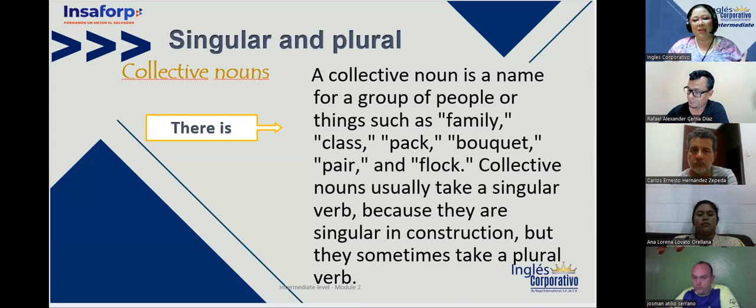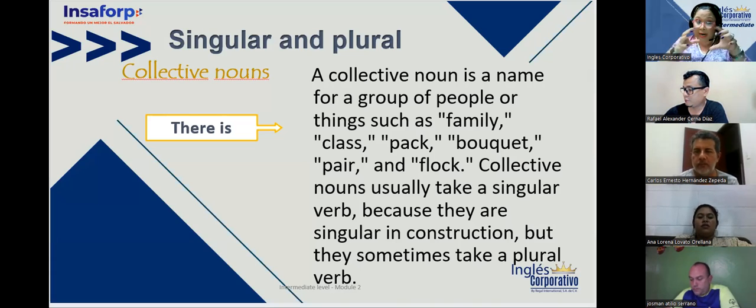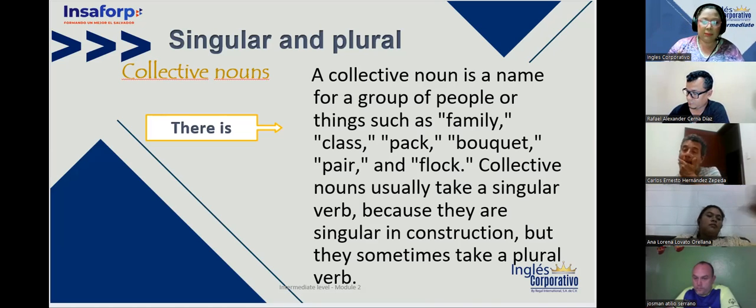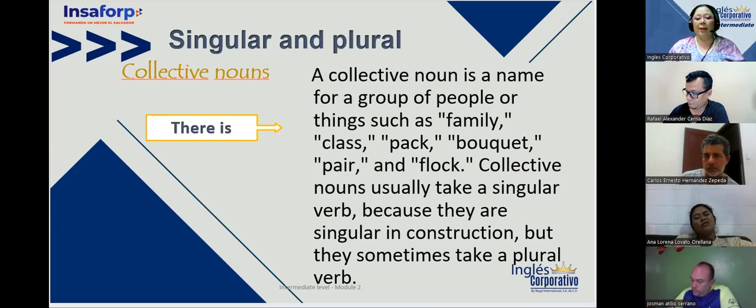Let's read this. What is a collective noun? A collective noun is a name for a group of people or things, such as family, class, pack, bouquet, flock. Collective nouns usually take a singular verb because they are singular in construction, but they sometimes take a plural verb. So that's the confusion we always get. Think. Collective nouns usually take singular verb. So let's say, a family is, okay? There is a family. A class is, there is a class, okay?